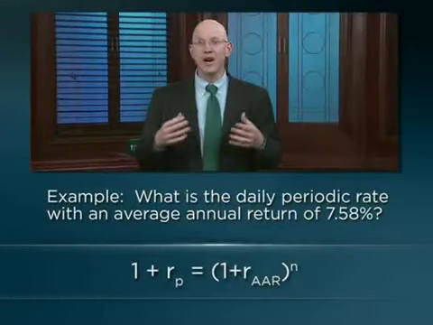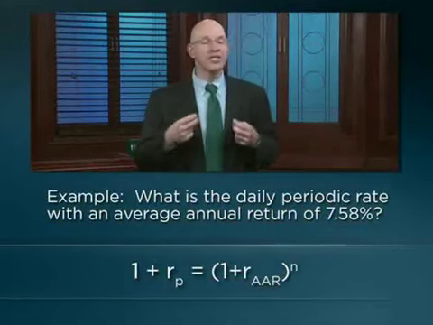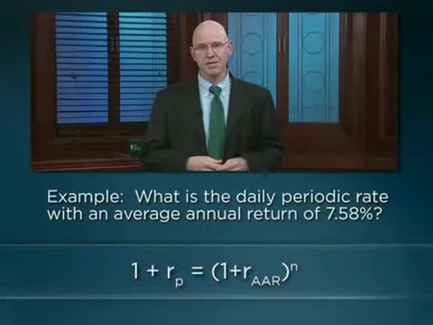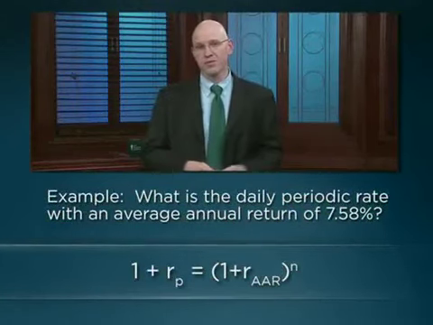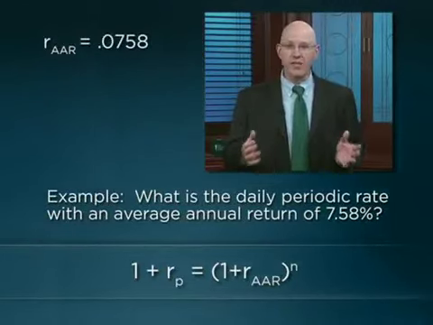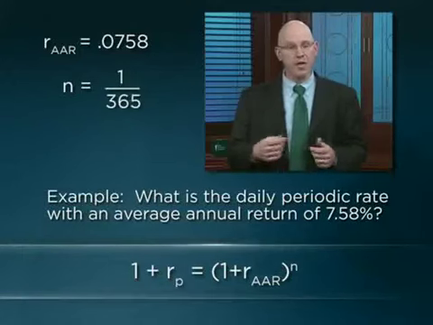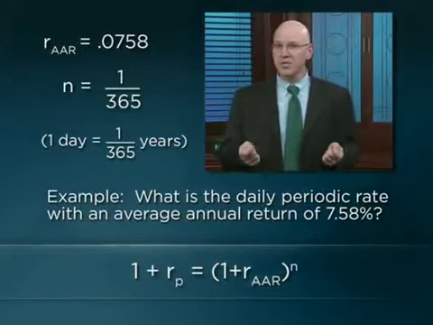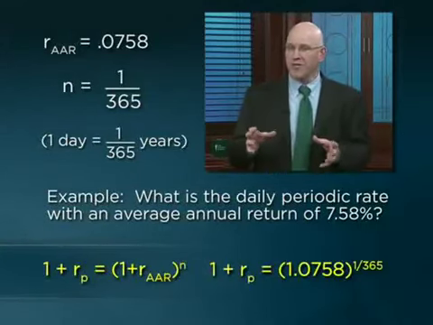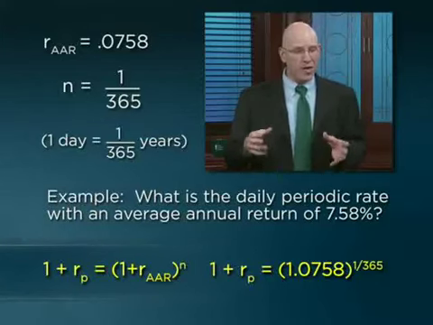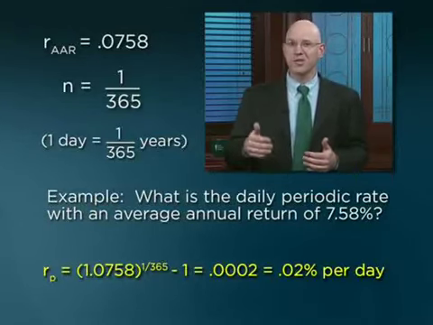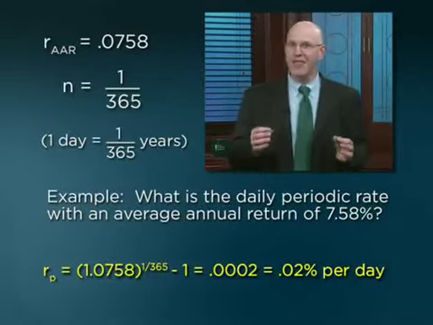For example, we saw that the average annual rate of return on our stock was 7.58%. What kind of return would that be on a daily basis? Well, we can use the formula I just showed you. The R sub AAR, the average annual rate of return, is 0.0758, and n equals 1 over 365. When we put these numbers into the formula and solve, we get 1 plus RP is equal to 1.0758 raised to the 1 over 365 power, which gives us RP is equal to 0.0002 rounded to the nearest 10,000th.